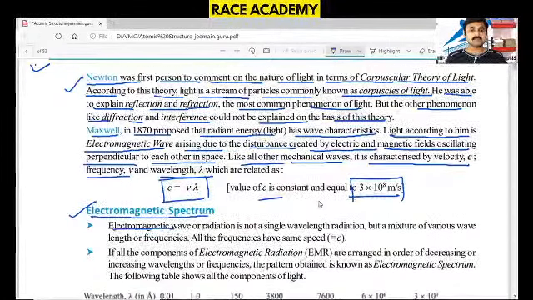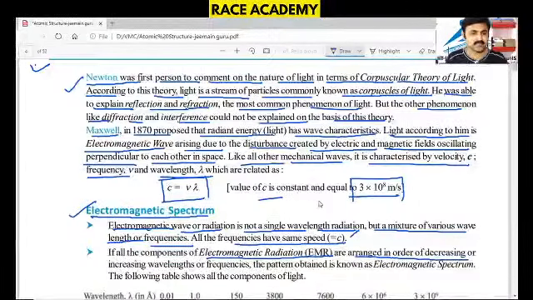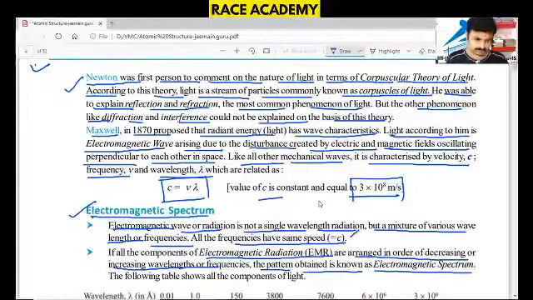Electromagnetic radiation is not a single wavelength radiation, but a mixture of various wavelengths or frequencies. All the frequencies have the same speed, c, which is constant. Whenever you are calculating the velocity, frequency or wavelength, this velocity is constant. If all the components of electromagnetic radiation (EMR) are arranged in order of decreasing or increasing wavelengths or frequencies, the pattern obtained is known as the electromagnetic spectrum.